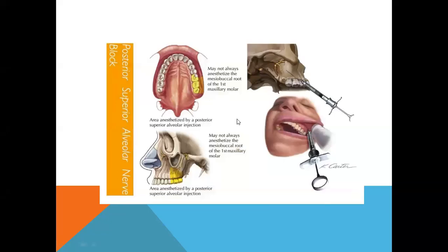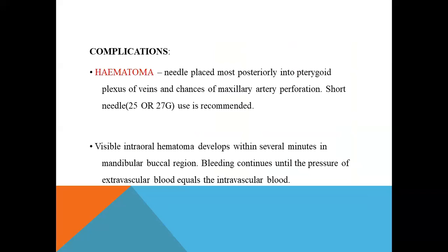This pictorial representation shows where it will anesthetize. It shows that, except for the mesiobuccal root of the maxillary first molar, you will anesthetize all the other three molars, the periosteum in that region, and the buccal mucosa covering that region.